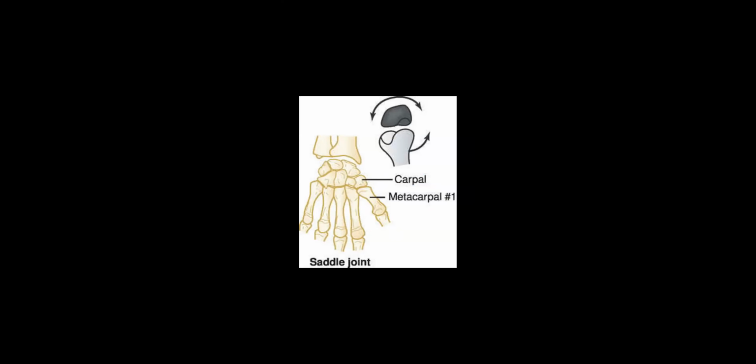We don't have much detail about it, so we don't go into that much detail. Saddle joint is between the carpal and metacarpal belonging to the thumb.